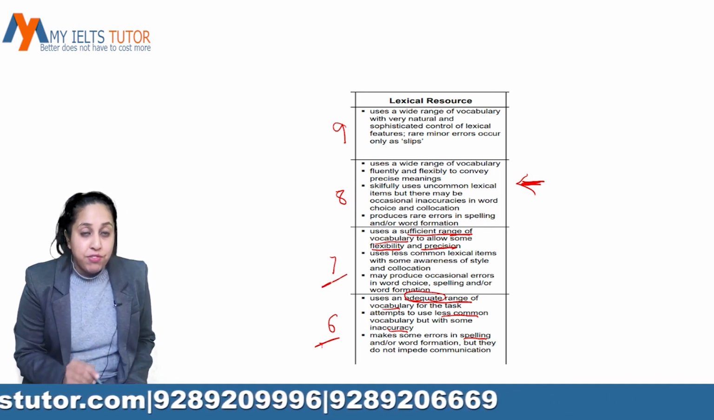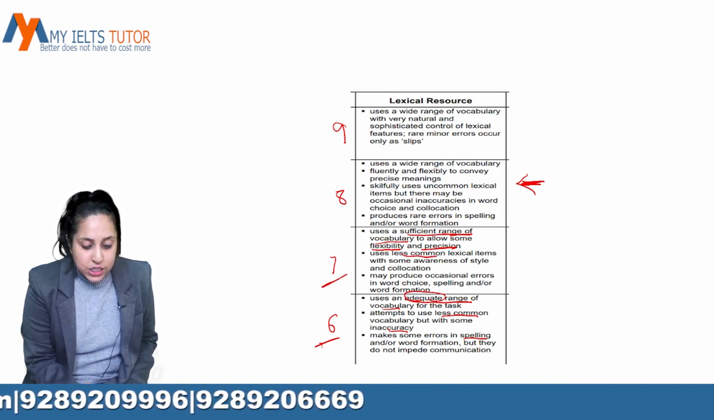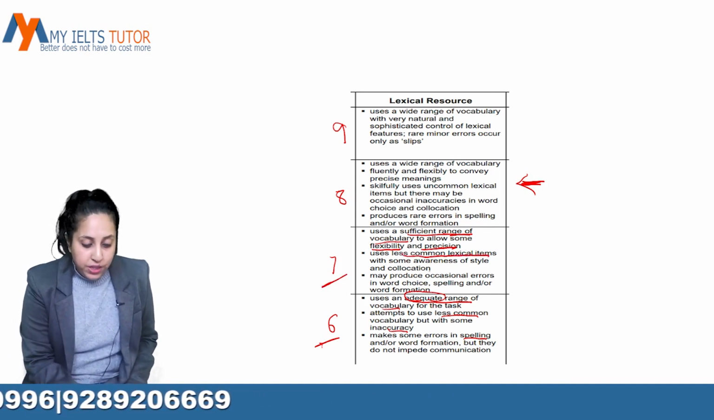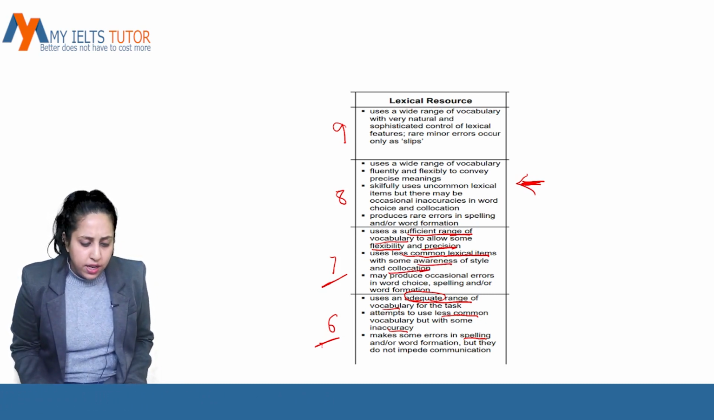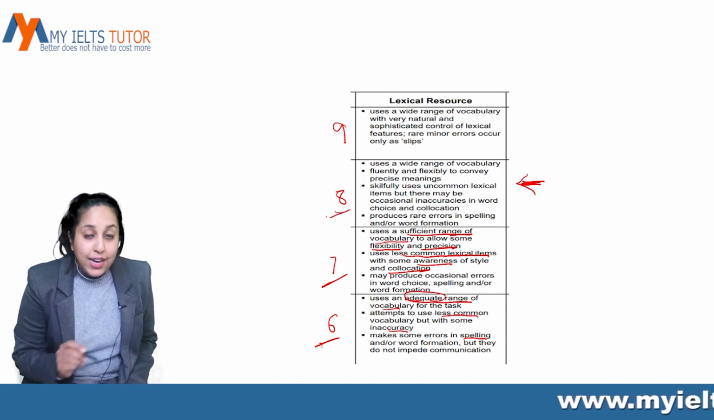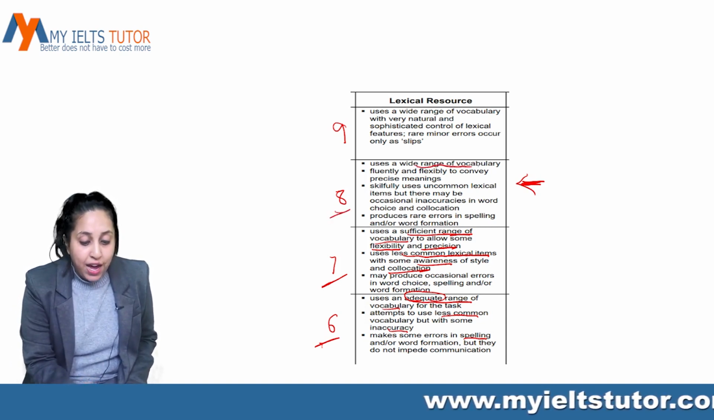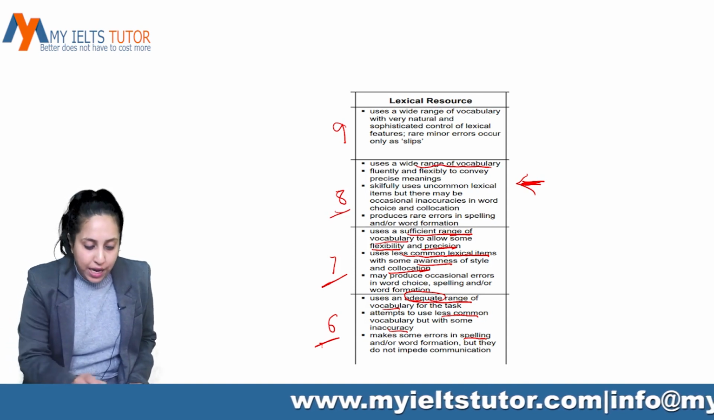You are at 7. Now, you are using less common lexical items with awareness of style and collocations. What is this? What is written here? Is it understandable, or are you able to understand it? If not, I'll be explaining in the further slides. Now, 8 band. Again, you are using a wide range, variety in your vocabulary.